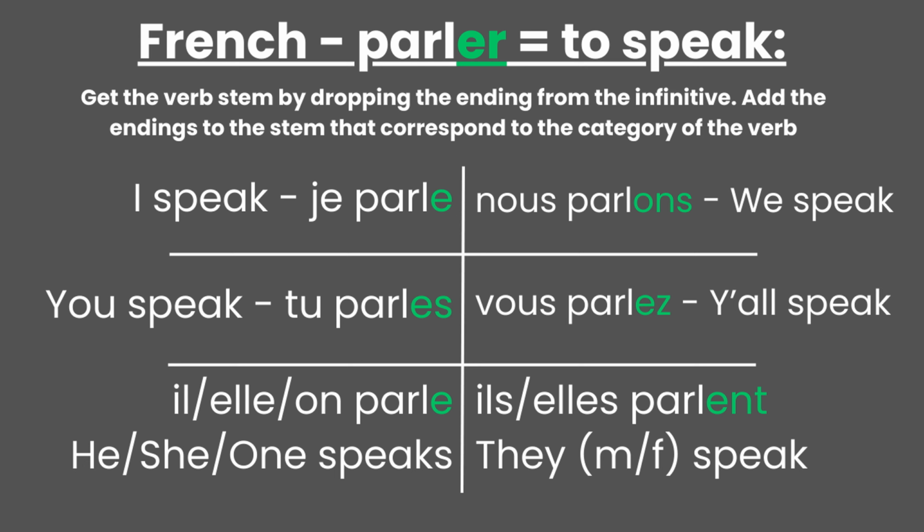These are the endings for regular er verbs in the present in French. And as a note, because final consonants are silent, some conjugations have the same pronunciation, but different endings when written, like je parle, tu parles, il, on parle, and ils, elles parlent.